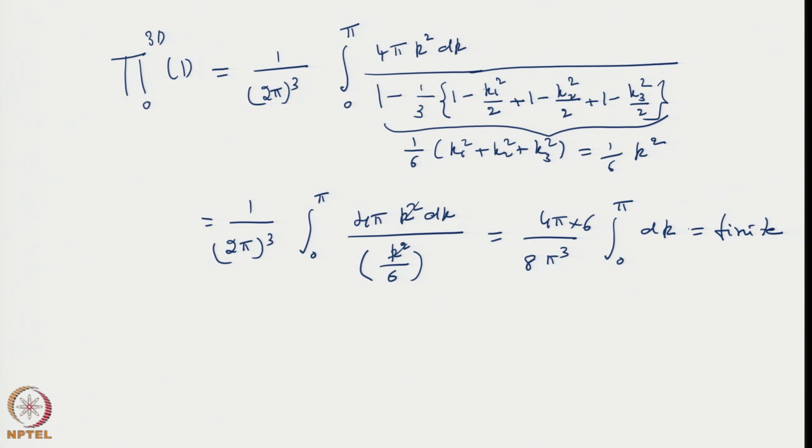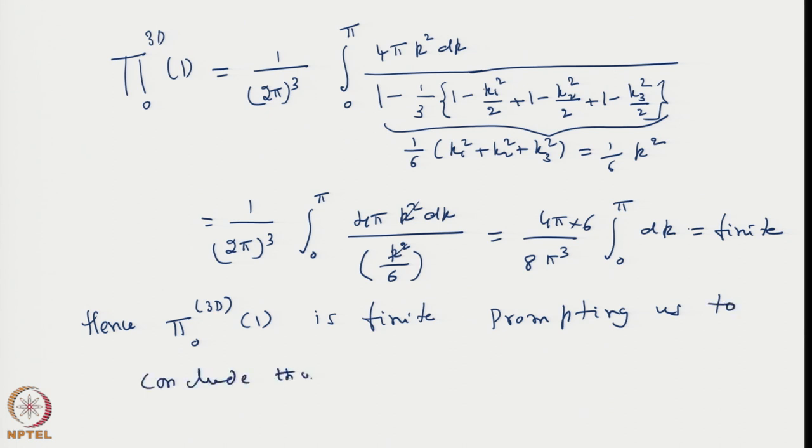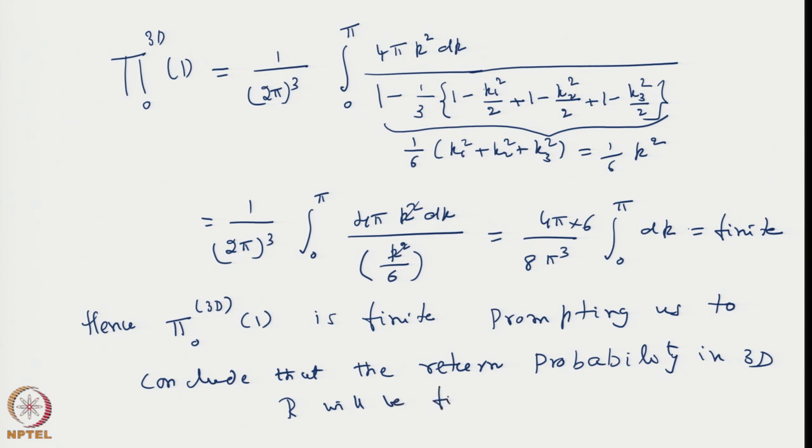Hence, we are now prompted to say that in three dimensions, pi 0 3d 1 is finite, prompting us to conclude that the return probability in 3D, that is R, will be finite. Will be finite, but I wouldn't say it will be non-zero finite. That's more important. Will be non-zero or less than unity, not 'or' and.